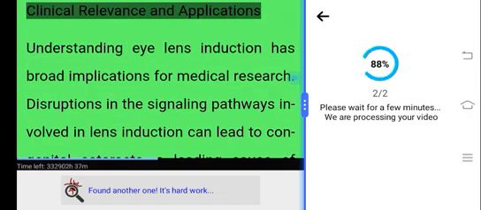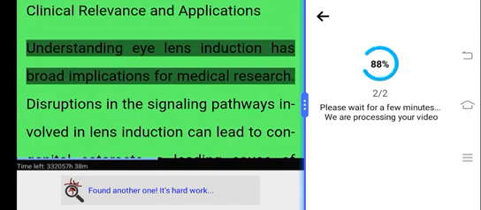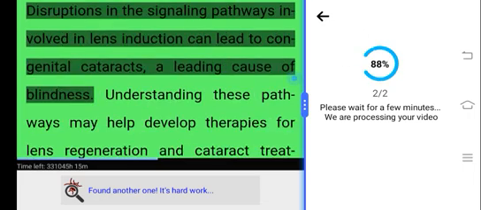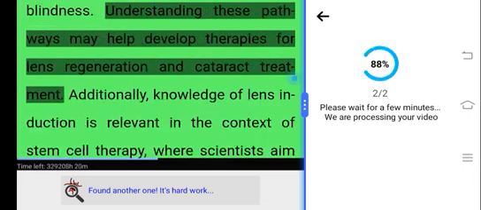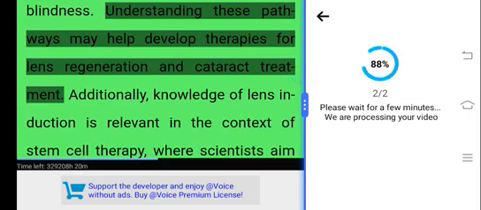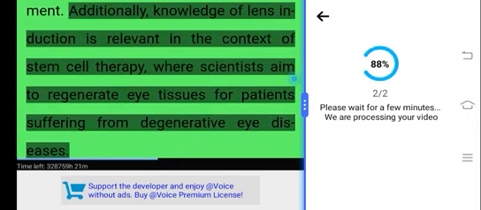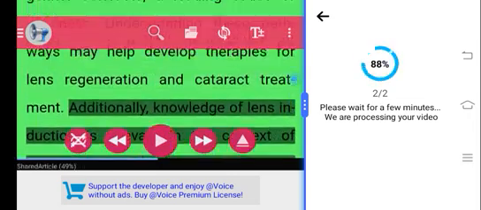Clinical relevance and applications. Understanding eye lens induction has broad implications for medical research. Disruptions in the signaling pathways involved in lens induction can lead to congenital cataracts, a leading cause of blindness. Understanding these pathways may help develop therapies for lens regeneration and cataract treatment. Additionally, knowledge of lens induction is relevant in the context of stem cell therapy.